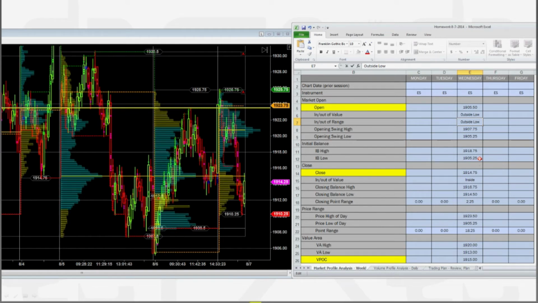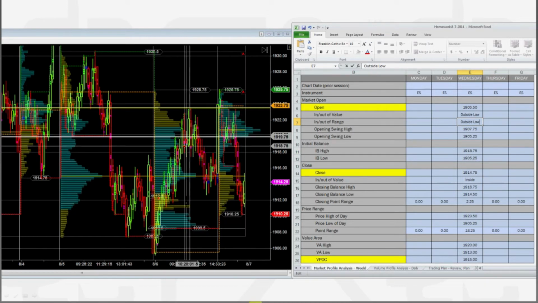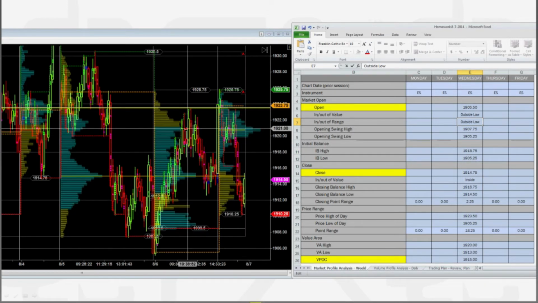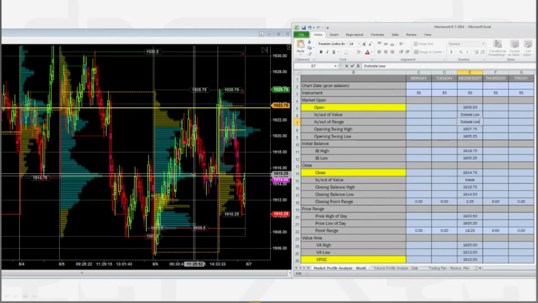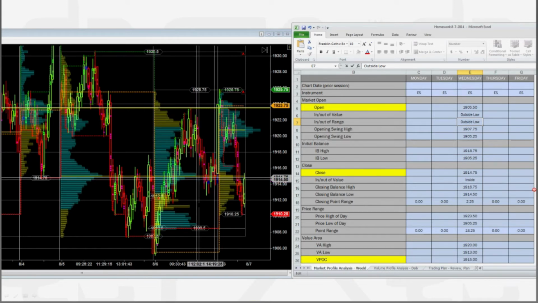So I'll also then put in where the close is. And did it close inside or outside of value? The other thing you can do is when you look at the close at 1475, value being up to here, where did it close relative to value? It closed in the lower portion of value. So you could put that as additional context in there as well. And this is going to start giving me context for my analysis of the day.